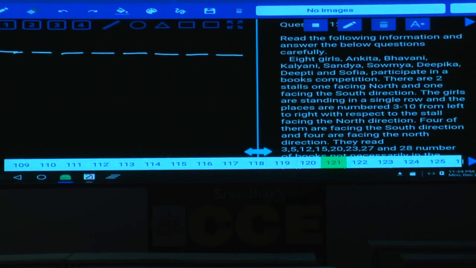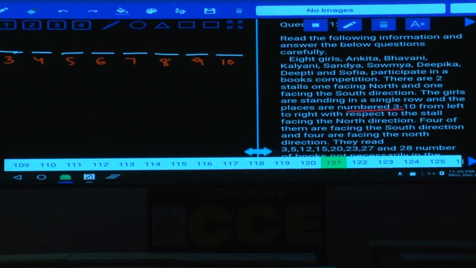8 girls participate in a book competition. There are 2 stalls, one facing north and one facing south, and the girls are standing in a single row. All the girls are standing in a single row, and these girls are standing to the north and south. The places are numbered from 3 to 10 from left hand side to right hand side. Tell me what are the numbering here? Now the numbering is like this: 3, 4, 5, 6, 7, 8, 9 and 10. Now 3 to 10 from the left to the right with respect to the stall facing north direction, isn't it?